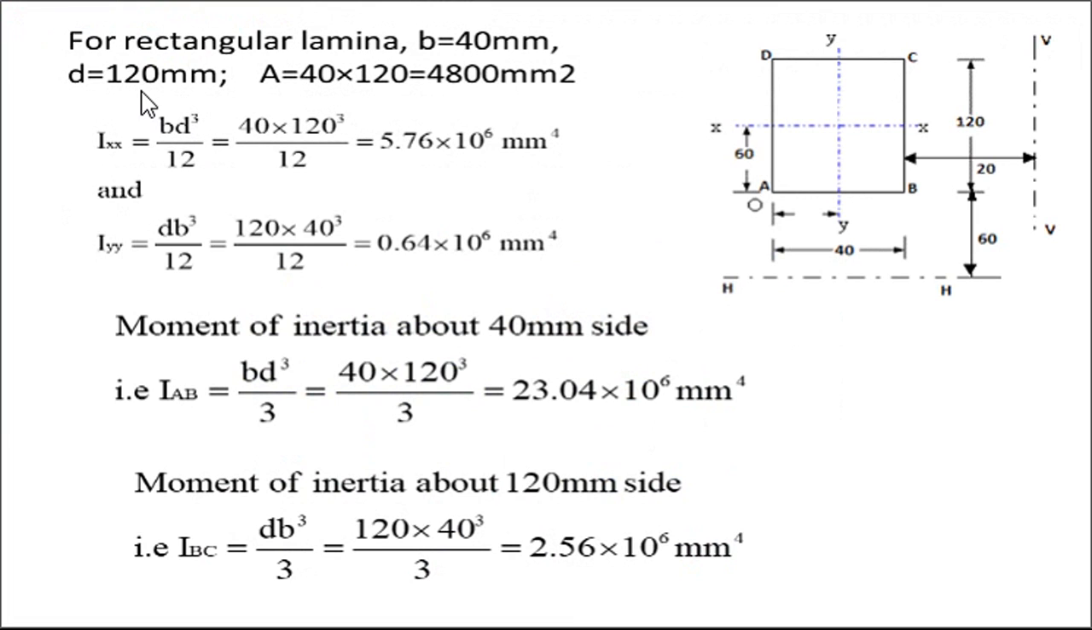Very first, this is a rectangular lamina, and the dimensions of this lamina are: breadth is 40 mm and depth is 120 mm. So for this lamina we can determine the area of cross section. Sides are known, so 40 into 120 will give 4800 mm square. So this is the area we calculated.